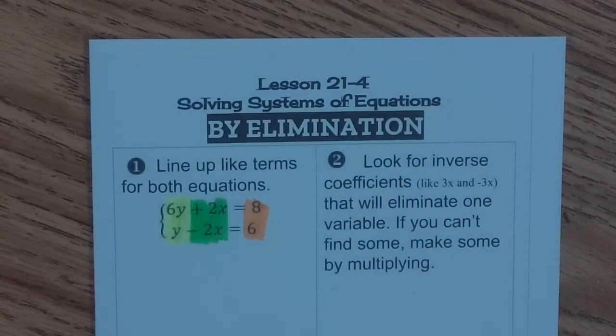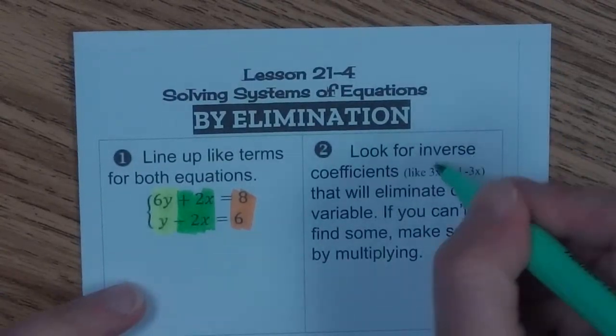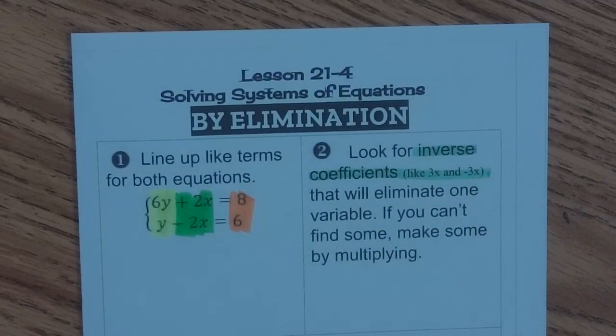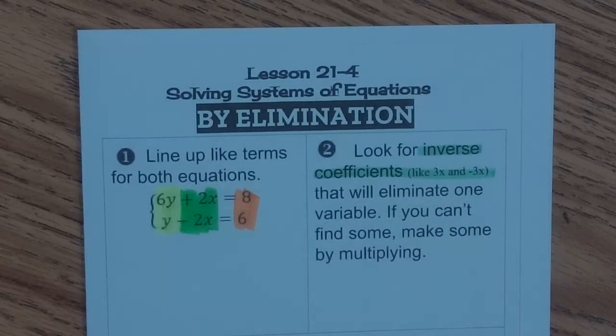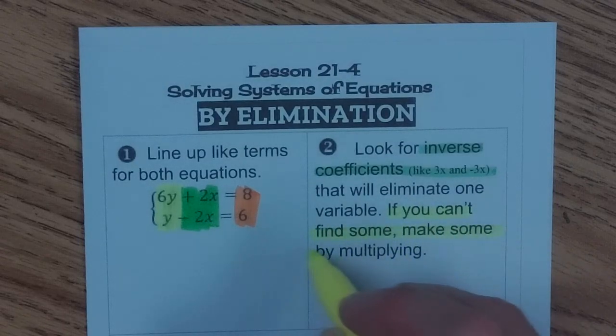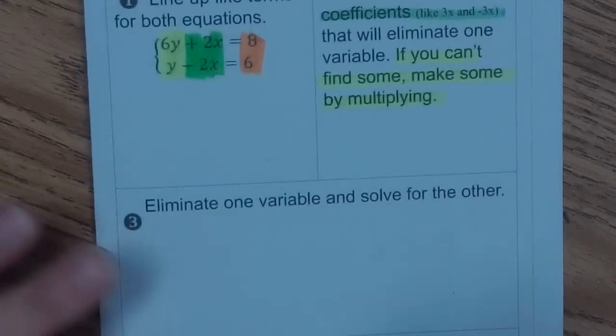So what we are going to do is look for what are called inverse coefficients, okay? Inverse coefficients mean they're like 3x and then like negative 3x. So they're going to cancel each other out, so that way we can eliminate one variable. If you cannot find any that eliminate automatically once you've lined up your like terms, you're going to make some by multiplying, but we'll talk about that in a little bit, okay? So let's just take a look at this exact problem real quick.